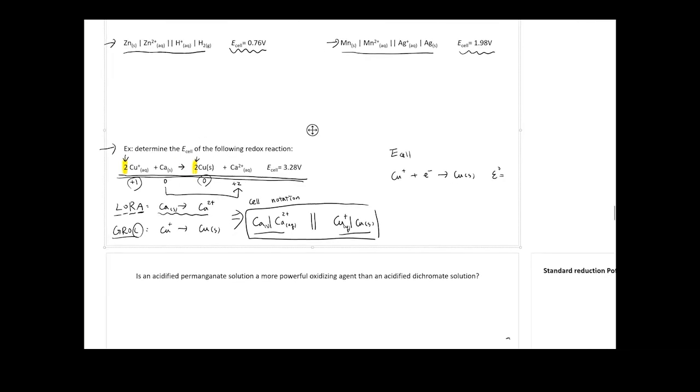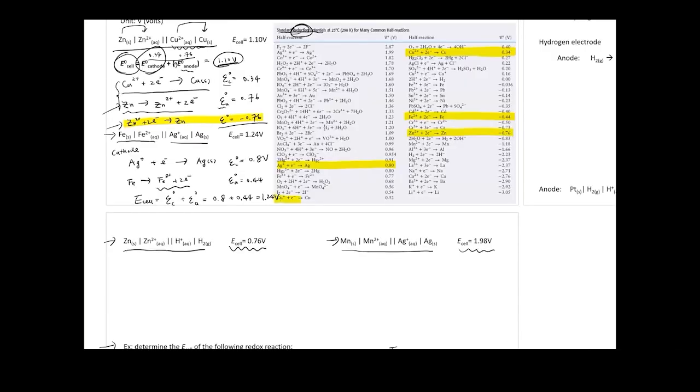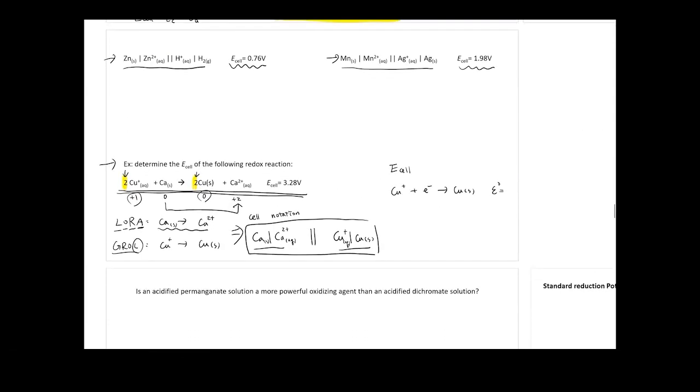Once you have your cell notation, then you can calculate your E cell. For the E cell, we start from the cathode, because we know it's copper 1 plus plus 1 electron giving you copper solid. So your E naught is going to equal, okay, so I need to go back and find out the numbers. Your copper 1 plus is 0.52. So this will equal 0.52.